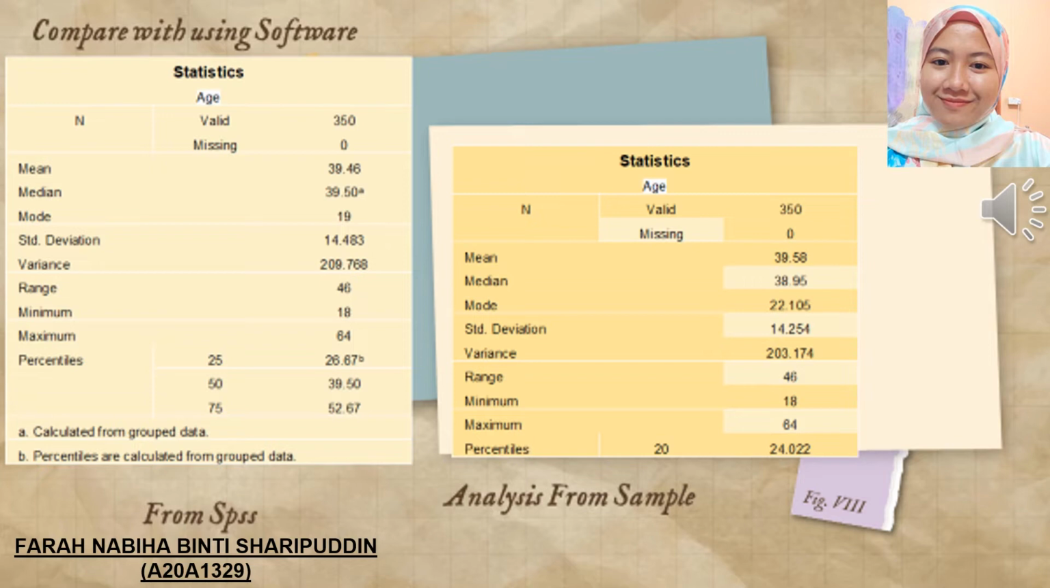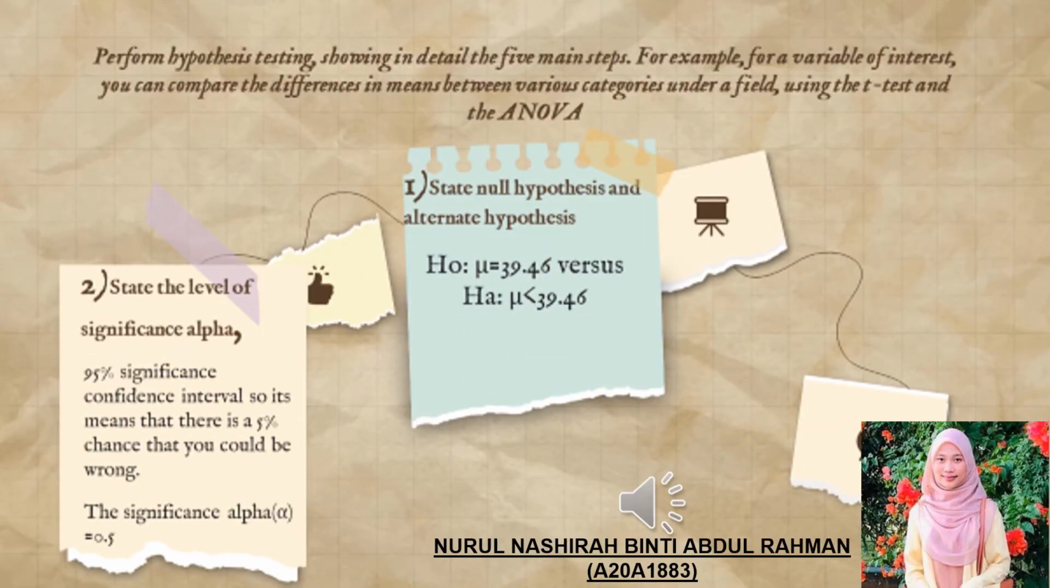So I think that is all for this part. 5.2 Perform hypothesis testing, showing in detail the 5 main steps. First, state the null hypothesis and alternate hypothesis. H0 equals 39.46, HA less than 39.46. Second, state the level of significance alpha. 95% confidence interval, so it means that there is a 5% chance that you could be wrong. The significance alpha is 0.05.